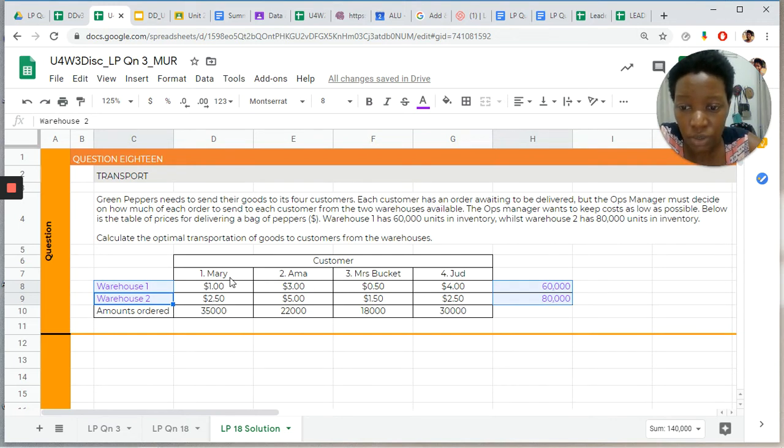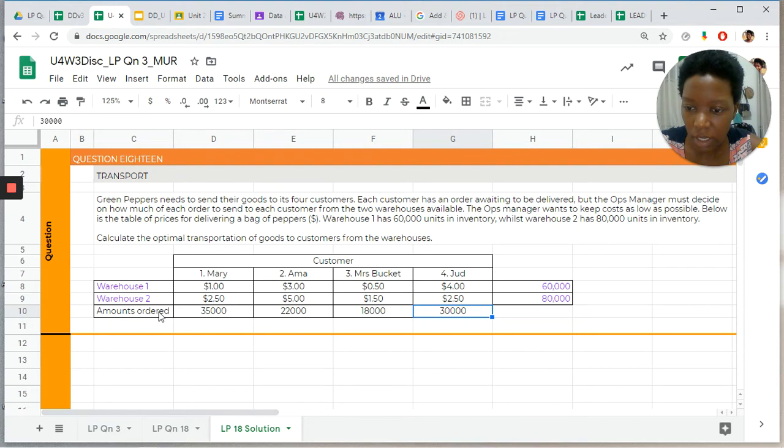It's important then to know as well how much each customer has ordered, so that when you are accommodating for the delivery, you make sure they get what they ask for, not any less, not any more. Otherwise, you get bad customer service ratings. So the bottom row is the amounts ordered by our customers. Mary ordered 35,000 units, Amma 22,000, Mrs. Bucket 18,000, Jude ordered 30,000.